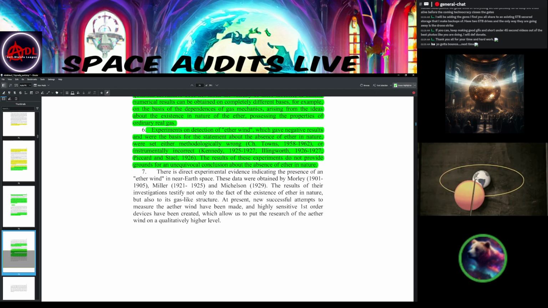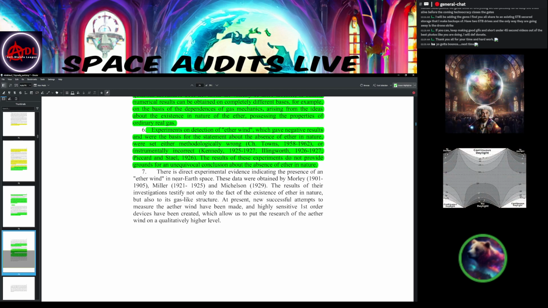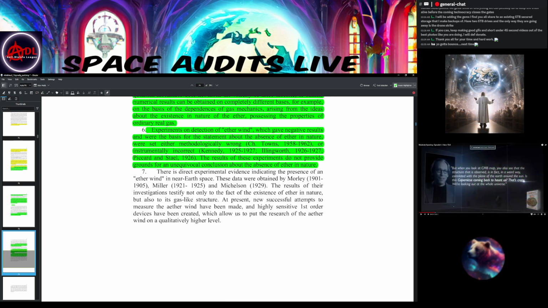7. There is direct experimental evidence indicating the presence of the ether wind in near space. These detections were obtained by Morley in 1901 and 1905, with Miller in 1921 and 1925, and Michelson in 1929. The results of their investigations testify not only to the fact of the existence of the ether in nature, but also that it has a gas-like structure.